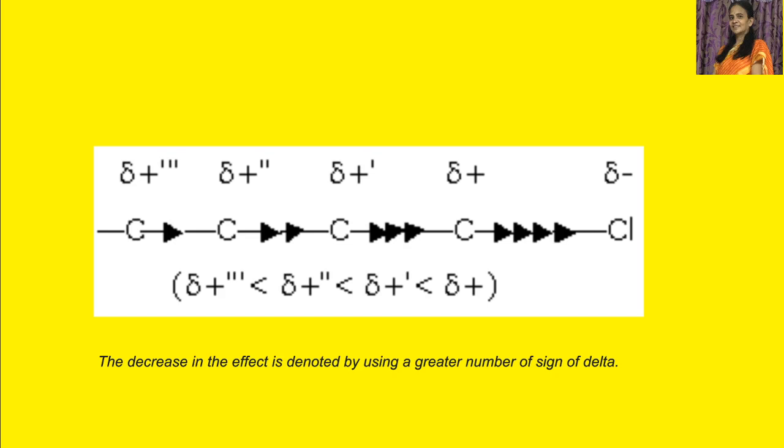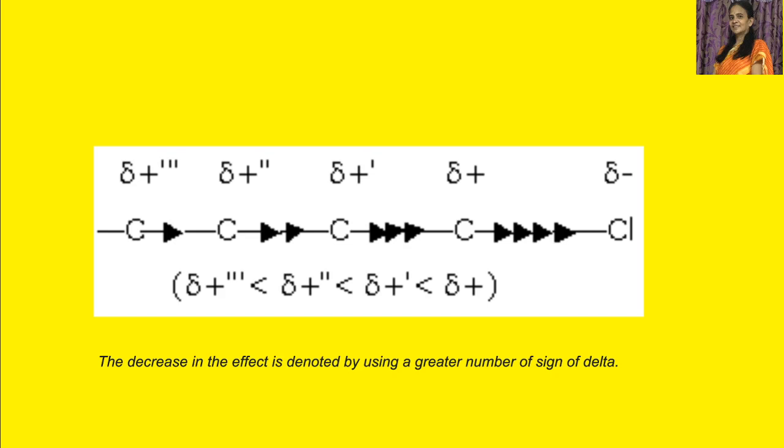In this example, this is a carbon and chlorine bond. This chlorine is more electronegative when compared to carbon. Therefore, this chlorine attracts the sigma bond pair of electrons, the covalent bond pair of electrons, more towards itself. Therefore, this chlorine bears delta negative charge, that is partial negative charge. Then what happens to this carbon? This carbon gets partial positive charge.